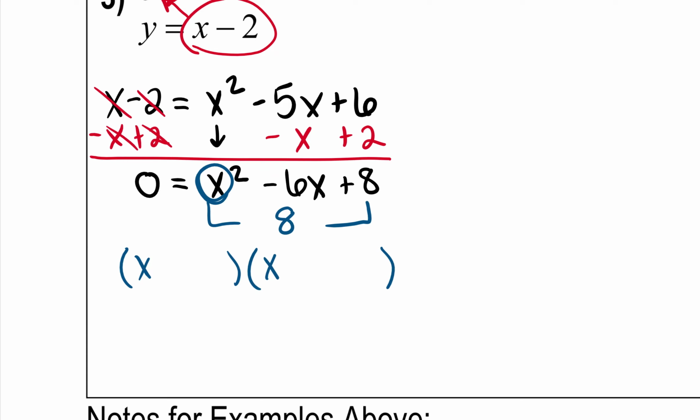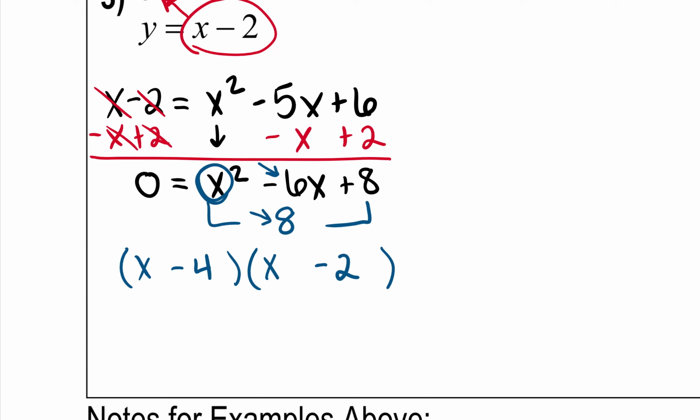Now I want 2 numbers. My 2 numbers multiply to 8 and they add to -6. So multiply to 8, add to -6, I would have -4 and -2. Because -4 times -2 is a positive 8. -4 minus 2 is -6.